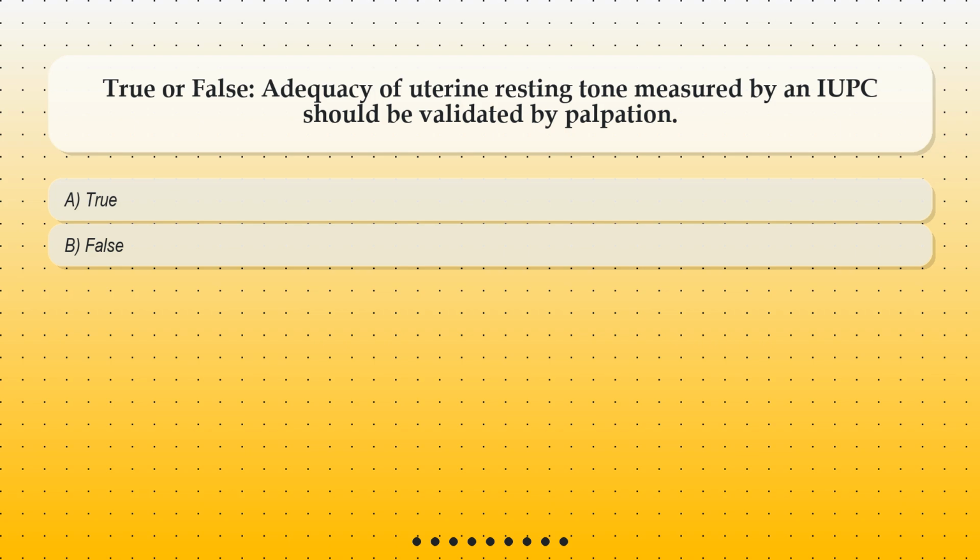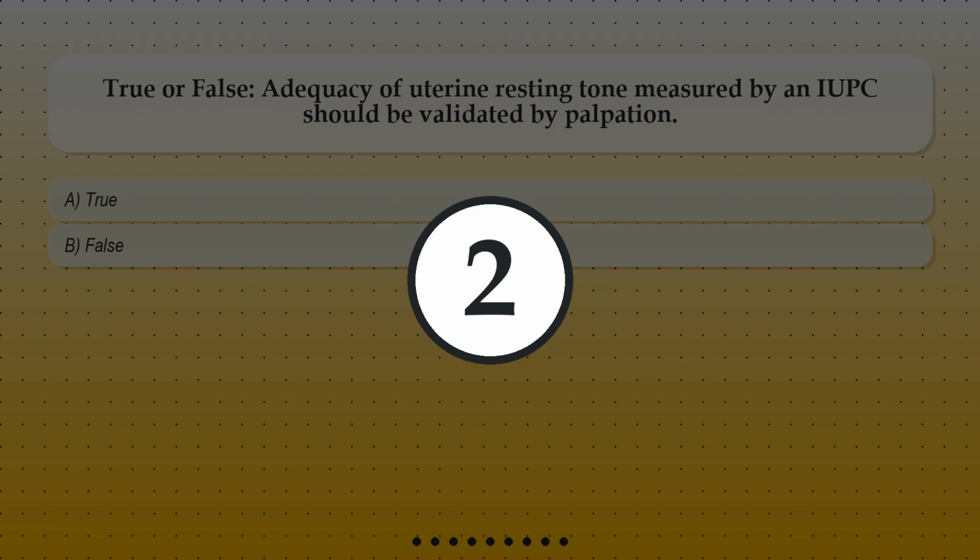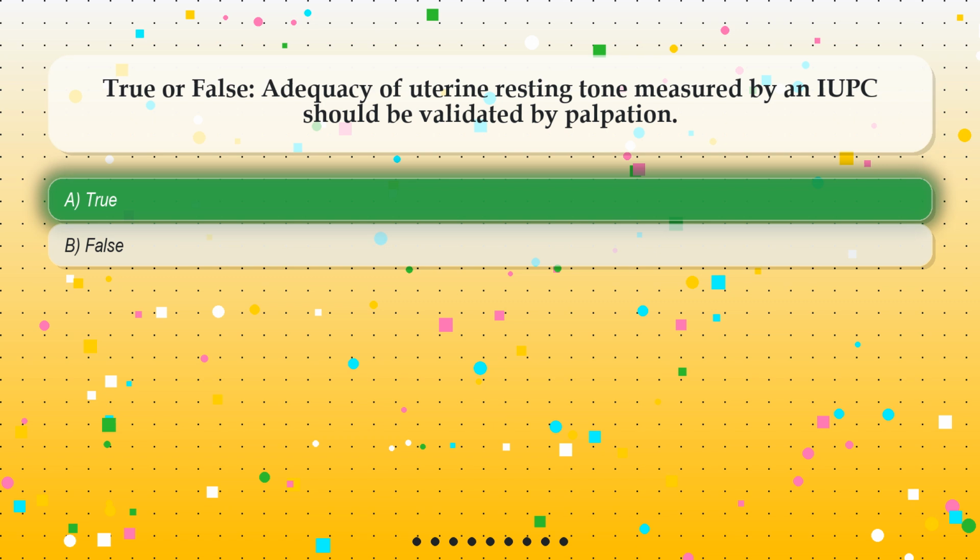Question 1. True or false, adequacy of uterine resting tone measured by an IUPC should be validated by palpation. Option A, true. Option B, false. The correct answer is option A, true.